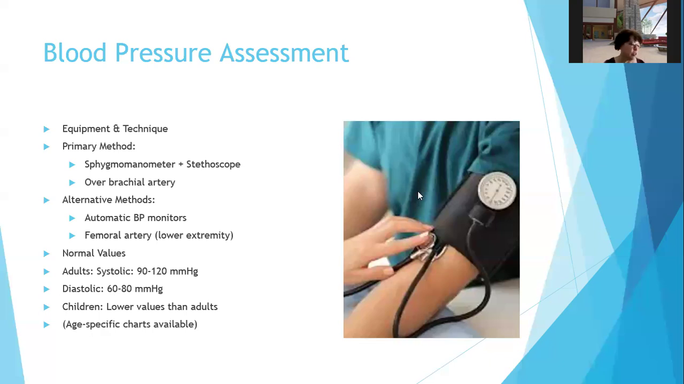For normal values for adults, systolic blood pressure, which is the high number where our heart is contracting, should be between 90 and 120 millimeters of mercury. Diastolic, which is where the heart is relaxing and filling, should be between 60 and 80 millimeters of mercury. Children tend to have lower values than adults. That sort of makes sense. If you are in a situation where you're taking vitals on a child, get one of those age-specific charts so you are comparing it to the right numbers.